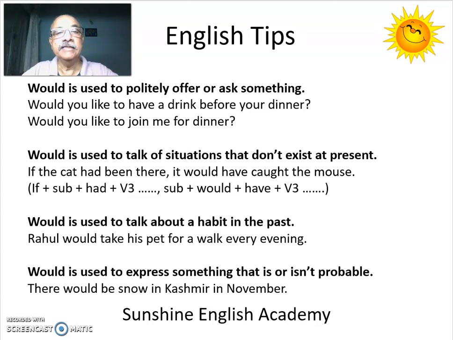Here again, there's a certain grammar that we need to use. In the condition clause, we need to use had plus V3. So we have if, then subject, then had, and then V3. And in the result clause, we have subject, then would, then have, plus V3. So it is the subject, then would, then have, and V3 is caught. It would have caught the mouse.